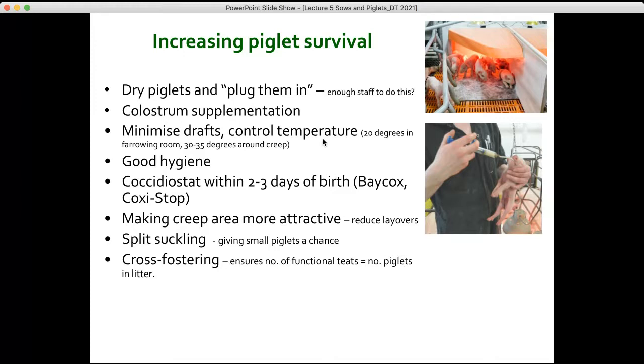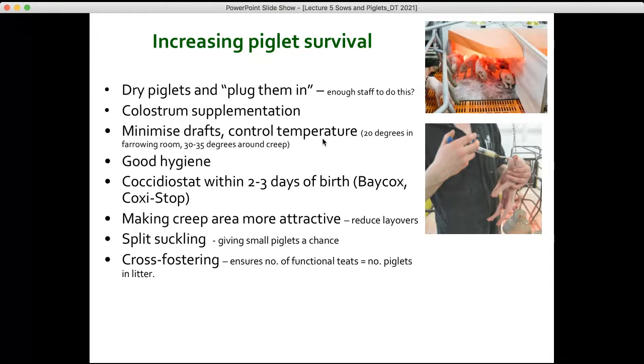You want to keep your environment correct in terms of minimizing drafts and getting your temperatures right. So remember, sows like to be kept at around 18 degrees, but our piglets like to be nice and toasty warm at around 32 degrees. So making sure you've got your creep environment correct. Good hygiene goes without saying. You can use a coccidiostat within 2 to 3 days after birth.